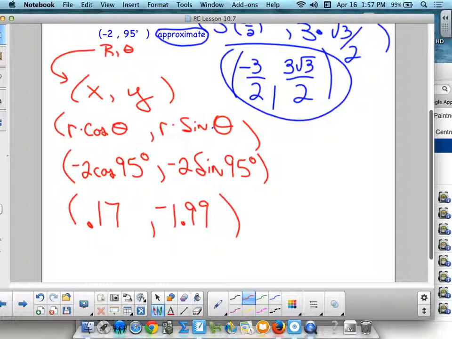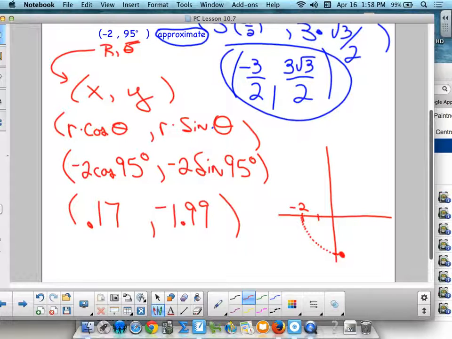Are you okay with that? Does anybody out there ever say to themselves, is that right? Do you ever wonder, is this right? Can you guys somehow kind of know that, where is this point located? Where do we find negative 2 comma 95? When it comes to polar coordinates, negative 2 means go where? Left 2. Then where? 95. That's 90. There's 95.